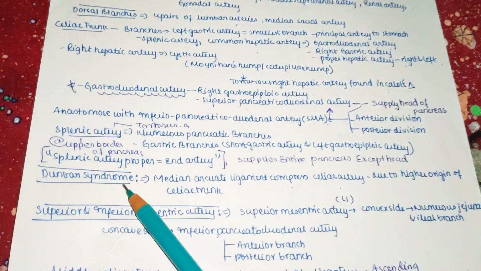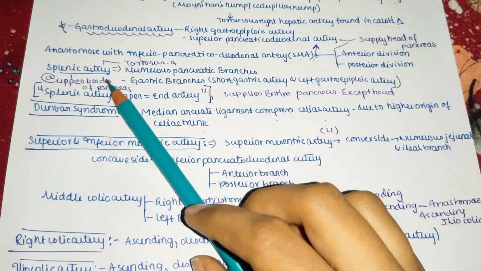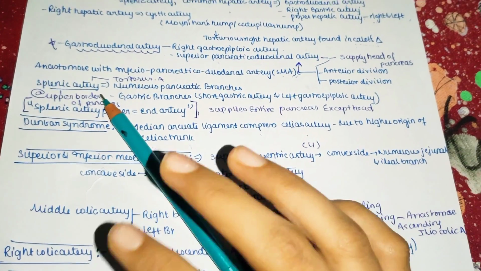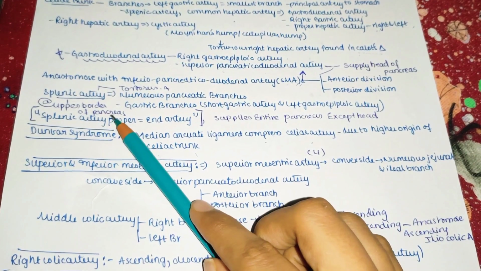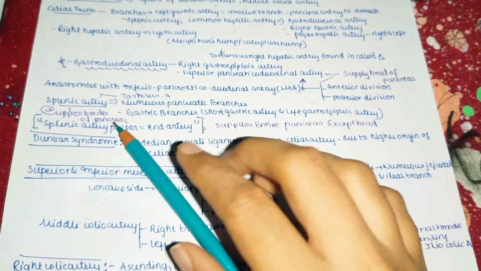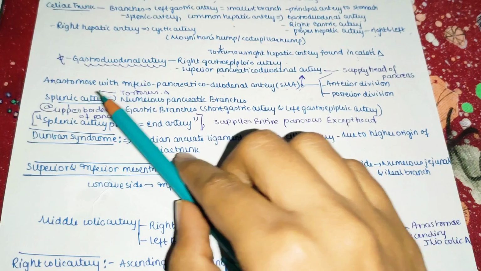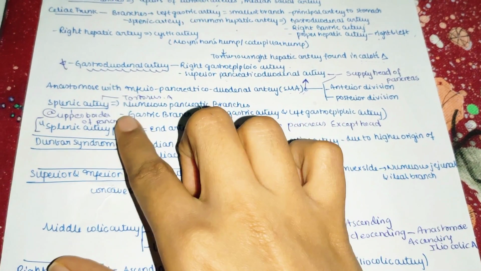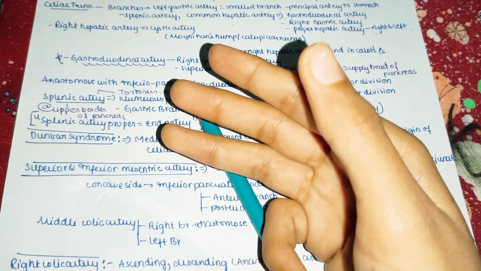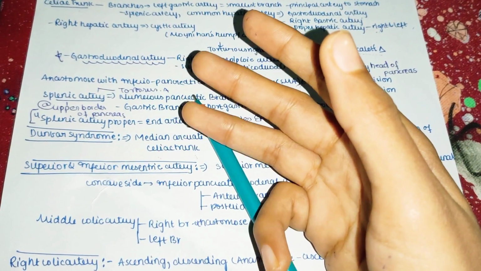Okay, so now let us discuss about the splenic artery. Splenic artery is also a tortuous artery, and it is found at the level of upper border of pancreas. So in the upper border of pancreas you will find the splenic artery, and there are numerous pancreatic branches. Actually, splenic artery supplies three organs. One is the pancreas, one is the spleen, and one is the stomach.